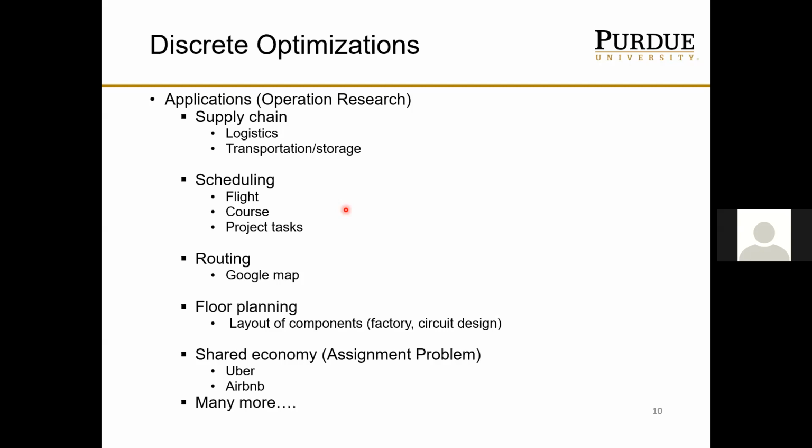Because there are millions of different ways to get from Purdue to Chicago, right? But Google will generate the shortest or the fastest one for you. So this will be the routing.